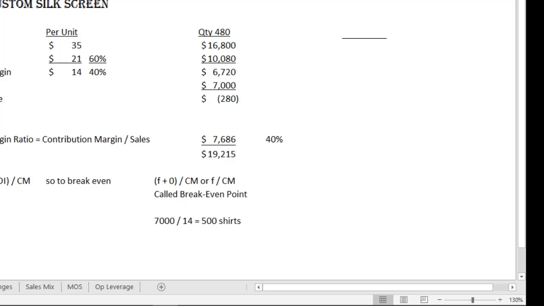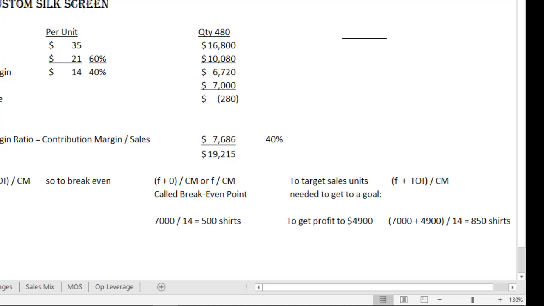So this allows her to understand what kind of situation she's in and where she needs to get in order to sustain her business. If she gets to 500 shirts, it might not sound like fun to make $0 profit, but she's at least covered her cost and she can at least be around for the next month in order to try to make a profit then.